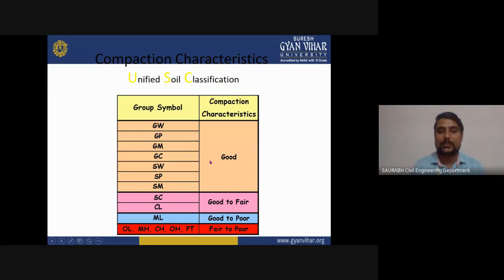As here you can see the compaction characteristics. What is the meaning of the compaction characteristics? We will see here the Unified Soil Classification, where the group symbols GW, GP, GM, GC, SW, SP, SM have good characteristics of compaction, and SC and CL are good to fair, ML good to poor, and OL, MH, CH, OH, PT fair to poor.